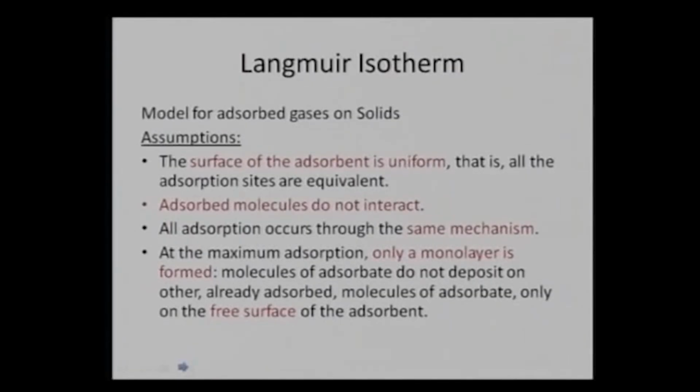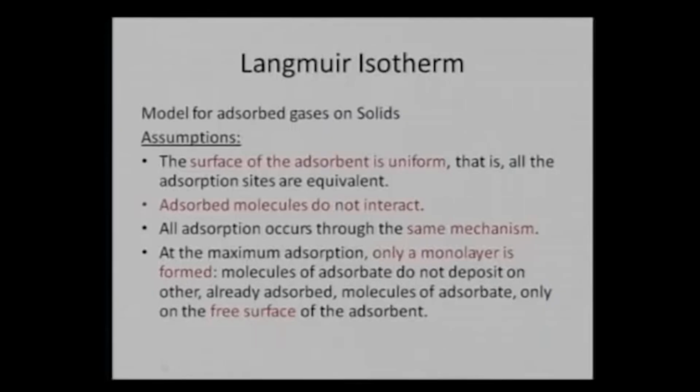And the Langmuir isotherm is based on certain assumptions, and these need to be stated here, because they form the model for defining a particular isotherm in terms of its coverage. The assumptions are that the surface of the adsorbent is uniform. It means that all sites required for adsorption are equivalent. So if a particular species comes here, it has an equal probability of sitting on any of the sites. So the surface of the adsorbent is uniform and all adsorption sites are equivalent.